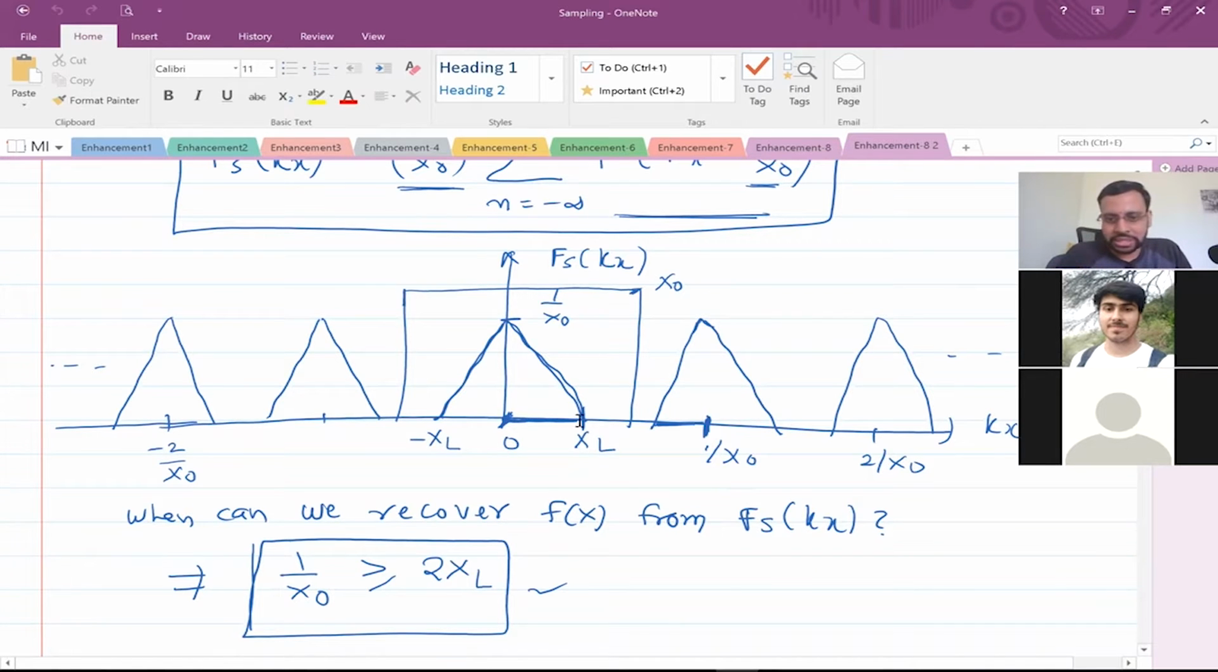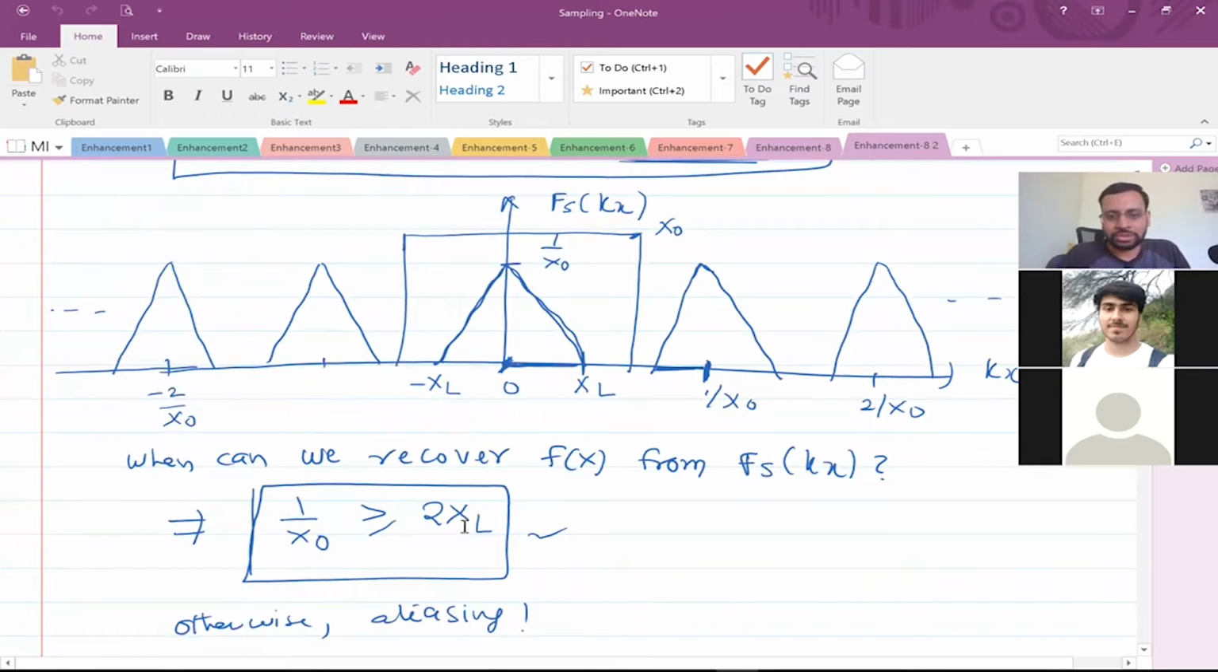So you could see here, this is XL. The other negative side of this also copy placed here has XL. So assuming that XL is the maximum limit on the frequency you are having, unless this distance is at least equal to 2XL, ideally more than that, there is an overlap. And once there is an overlap, high frequencies and low frequencies are getting merged up, and then you won't be able to recover back your original signal.